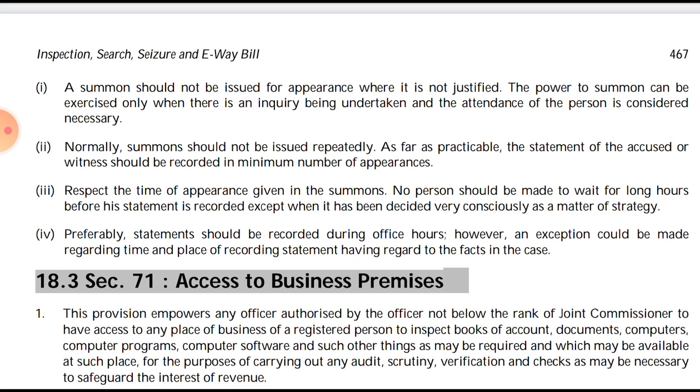And fourth, preferably the statement should be recorded in the office. However, an exception could be made regarding the time and the place of recording the statement, having regard to the facts of the case. So we are done with this.